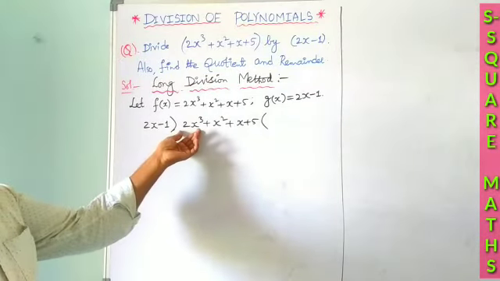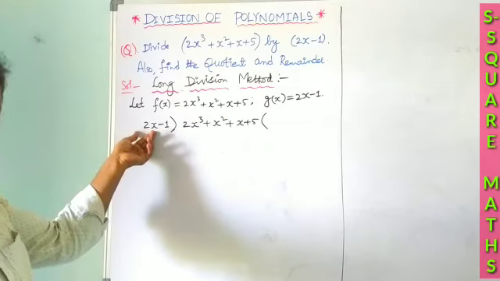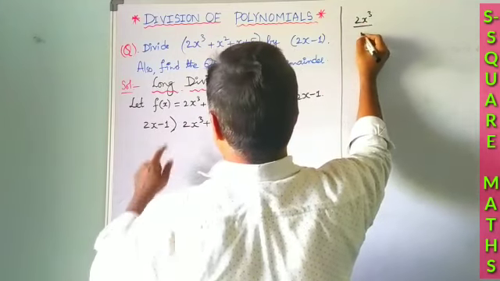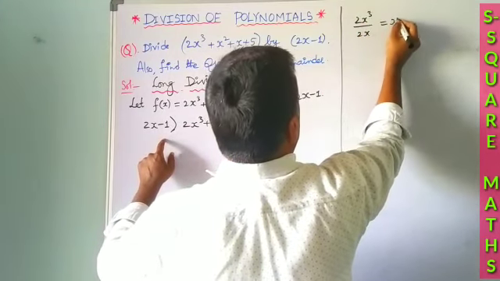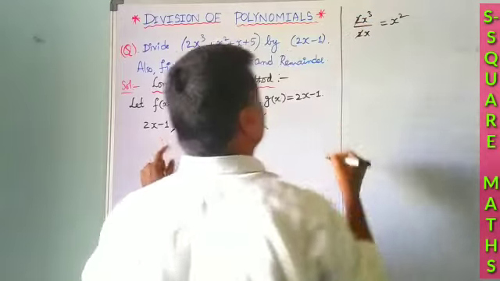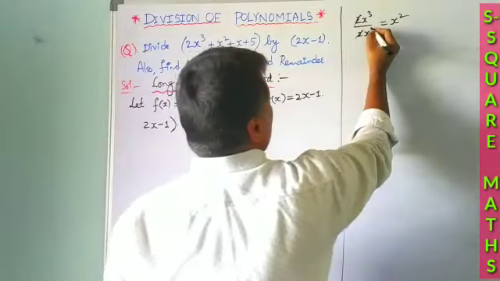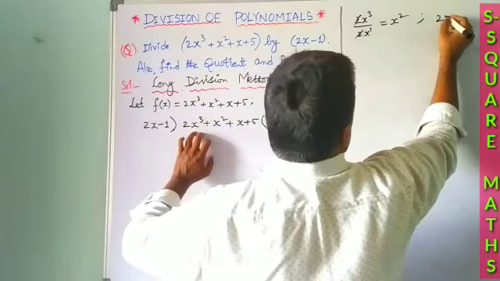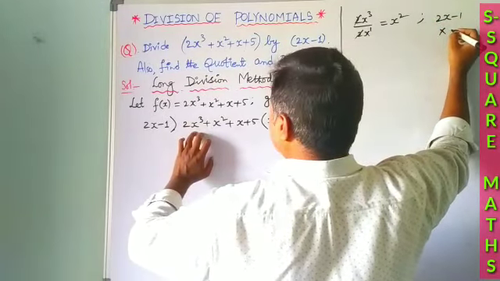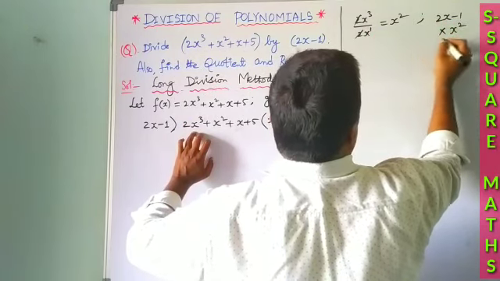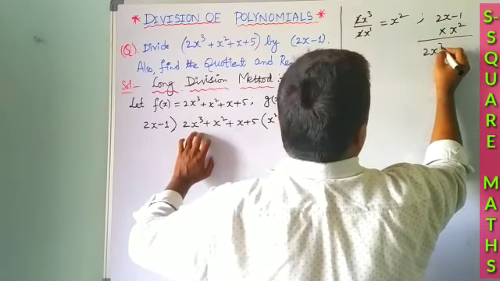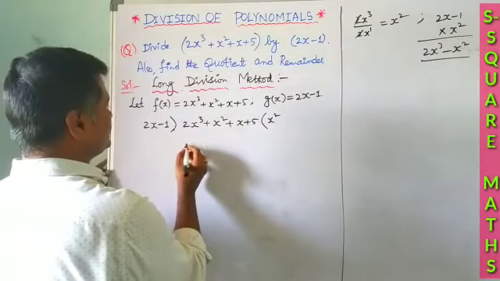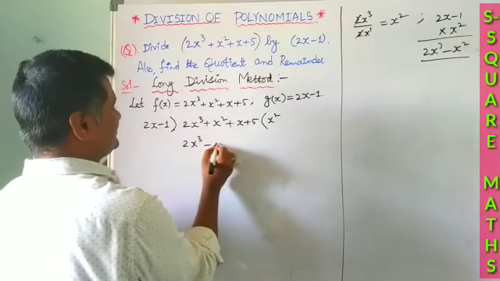So here we take the first term of the dividend by the first term of the divisor. 2x cube by 2x gives you x square, as 2 and 2 get cancelled and x cube by x power 1 gives you x square. So this is our quotient, x square. Next, we have to multiply 2x minus 1 with this x square, which is nothing but 2x cube minus x square.